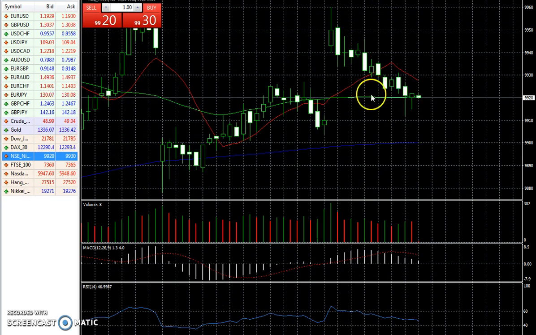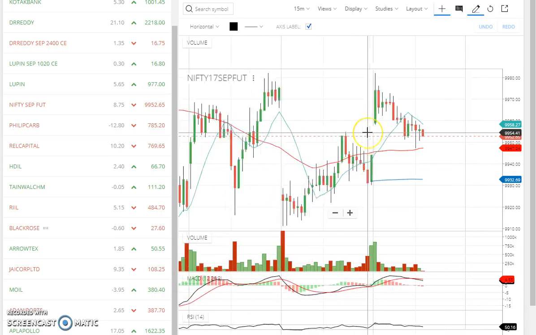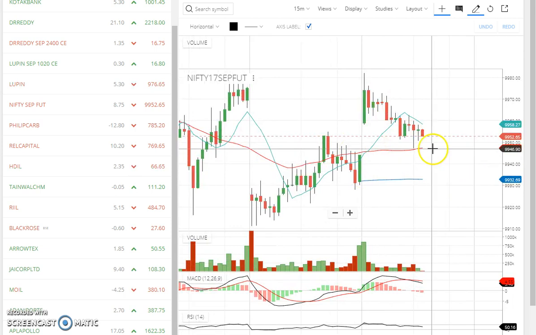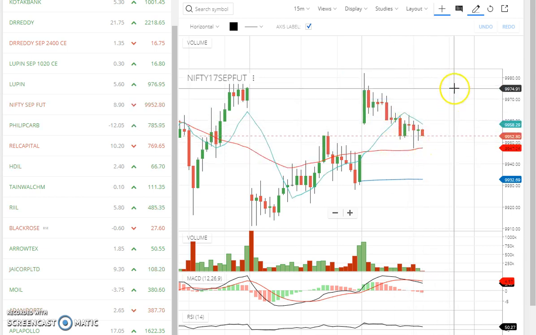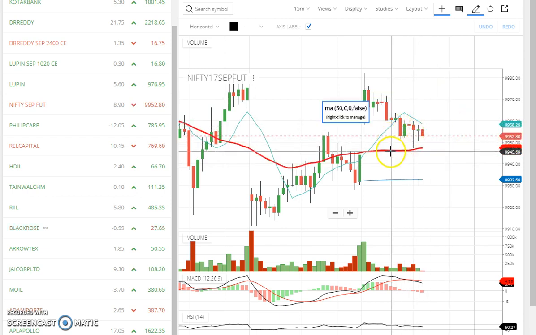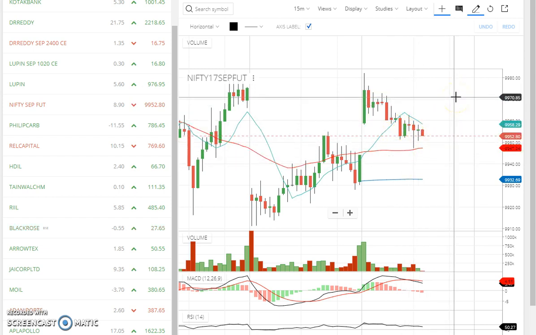Now Nifty has to break this barrier, right? Let me show you with respect to our Zerodha Kite platform. It has to respect and honor this support, and if it does that, then it should really form a strong base here and go up from here, right?